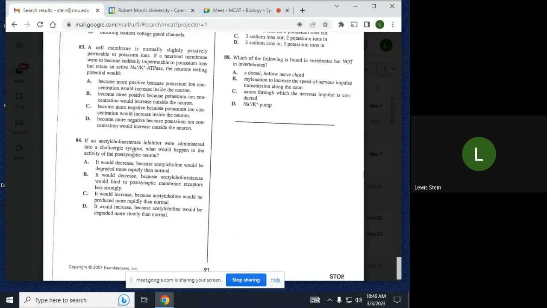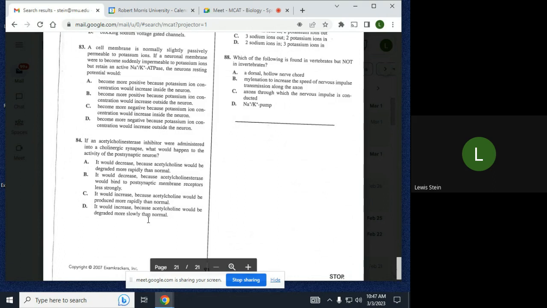Acetylcholinesterase inhibitor and a cholinergic synapse. What would happen to the activity of the postsynaptic neuron? So if there's more of it, which likely it would degrade more rapidly. It wouldn't decrease because it would bind, no. It would increase because acetylcholine would be produced more rapidly, no. It would decrease because acetylcholine would be degraded more rapidly. Oh, it's acetylcholinesterase inhibitor, sorry. Read the question, Lou. Okay.